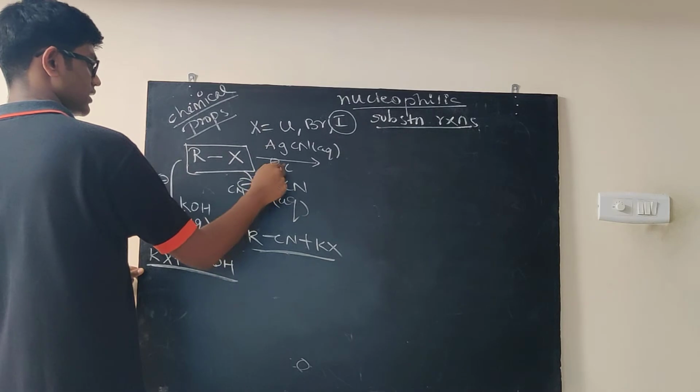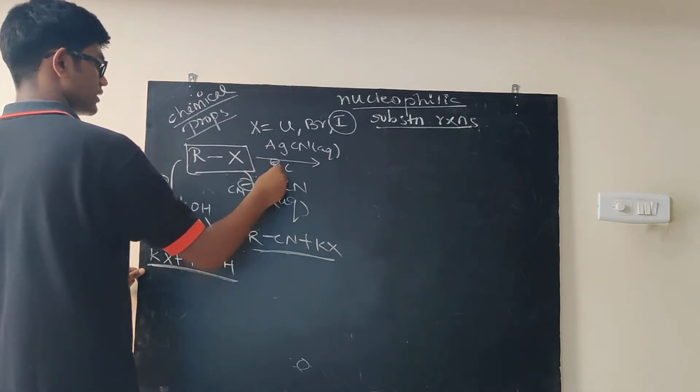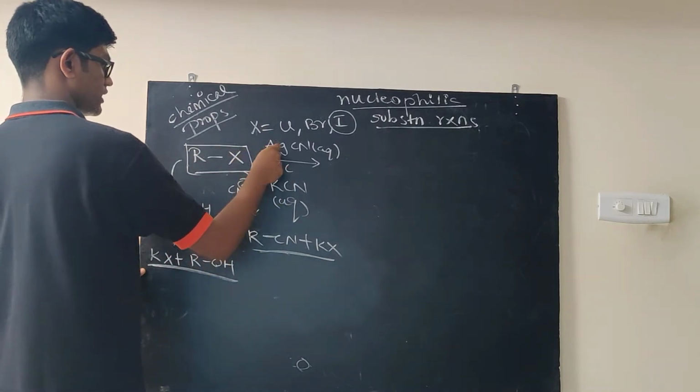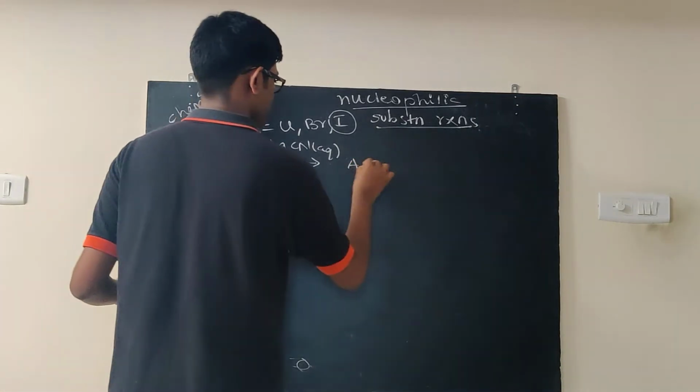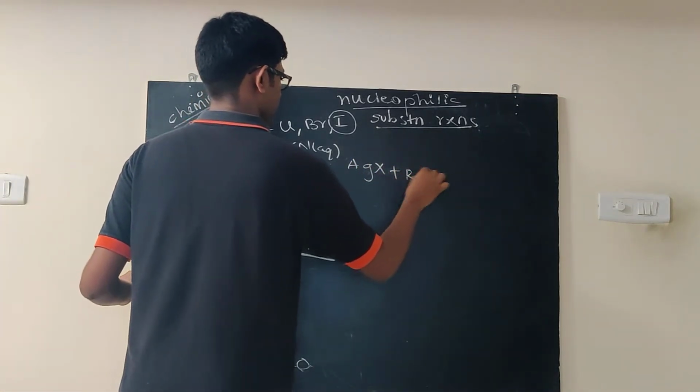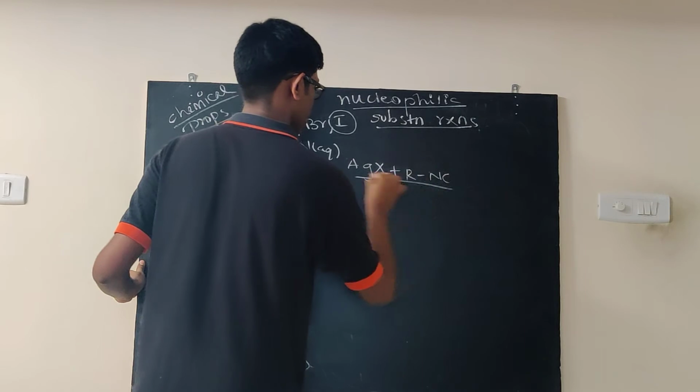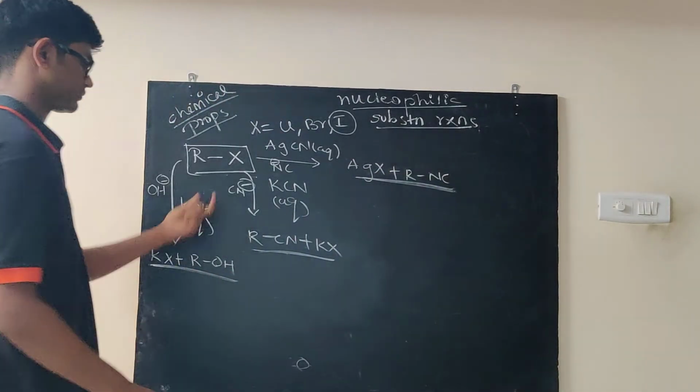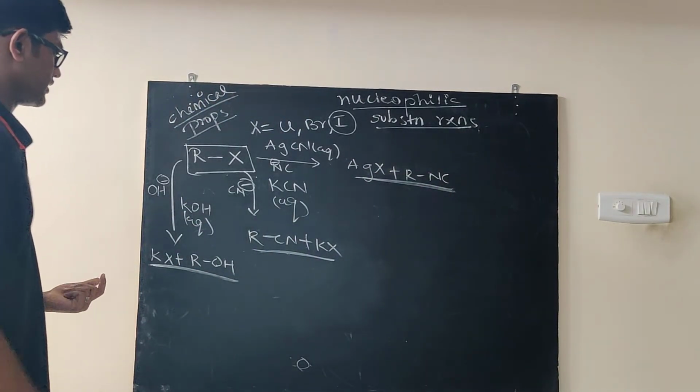Anyways, since NC is the nucleophile, it's going to attack. X minus is going to leave as AgX in solution. You got AgX plus RNC. Okay, so that's your next product. And then there are many more.